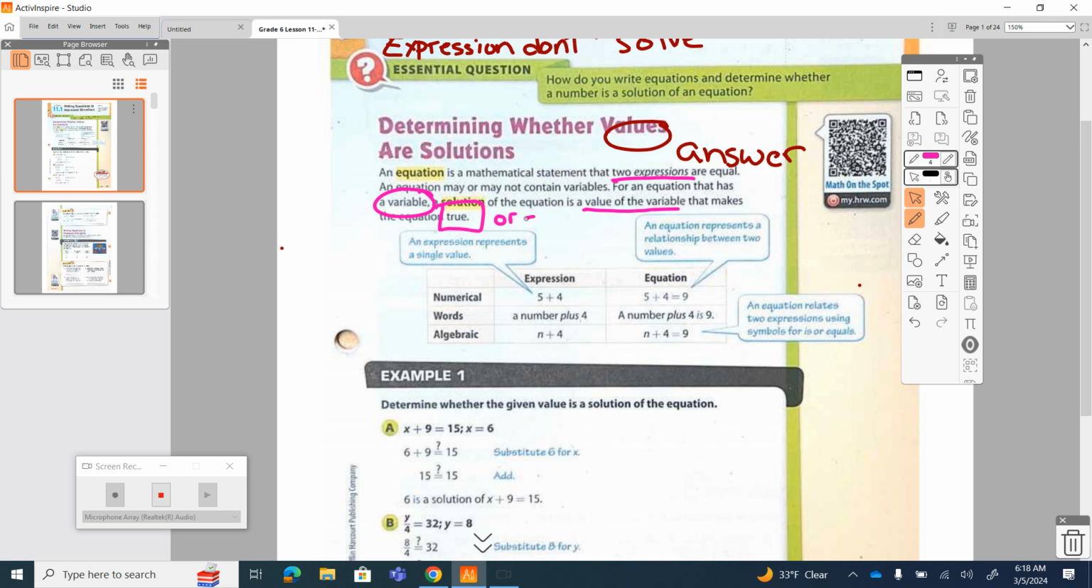For instance, 5 plus 4 is an expression. 5 plus 4 equals 9 is an equation. A number plus 4 is an expression, and "is" means equal to. Or algebraically, n plus 4, we can't solve that. n plus 4 equals 9. So it's the equals sign that makes it an equation.